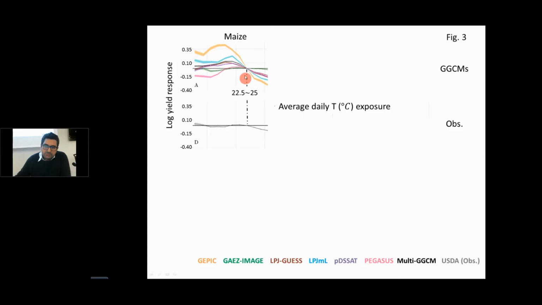So holding this particular temperature bin between 22.5 and 25 degrees Celsius, it shows that there is a positive yield response to temperature in this range, which is between 7 and 22.5 degrees, for most of these crop models. There are a few which have negative impacts. On the other hand, we know that typically for crops, there is a negative response to temperatures beyond 25 degrees, and it shows a well-pronounced negative impact.